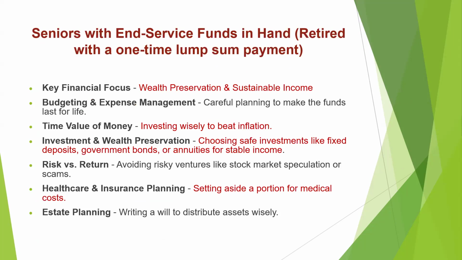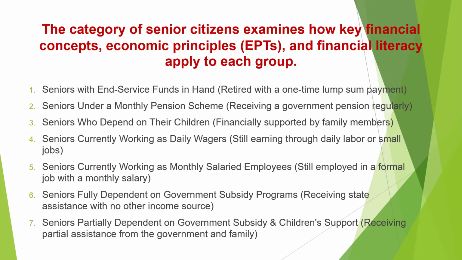The other thing is that Professor Ruan explained the different categories of people, the people we have to approach, right? The seniors, there are different categories. Seniors with in-service funds in hand, retired with one-time lump sum payments. The seniors under a monthly pension scheme. So that is the second category. Seniors who depend on their children, financially supported by family members. The seniors currently working on daily wages.